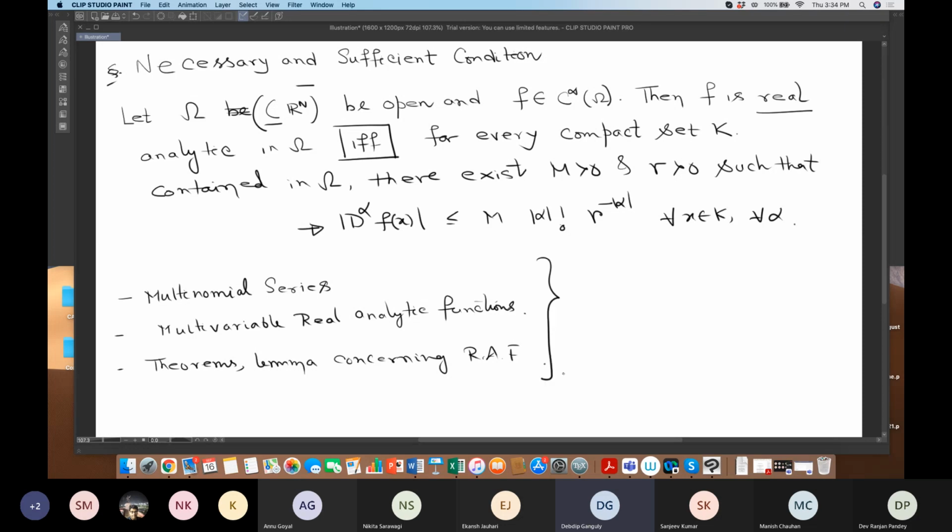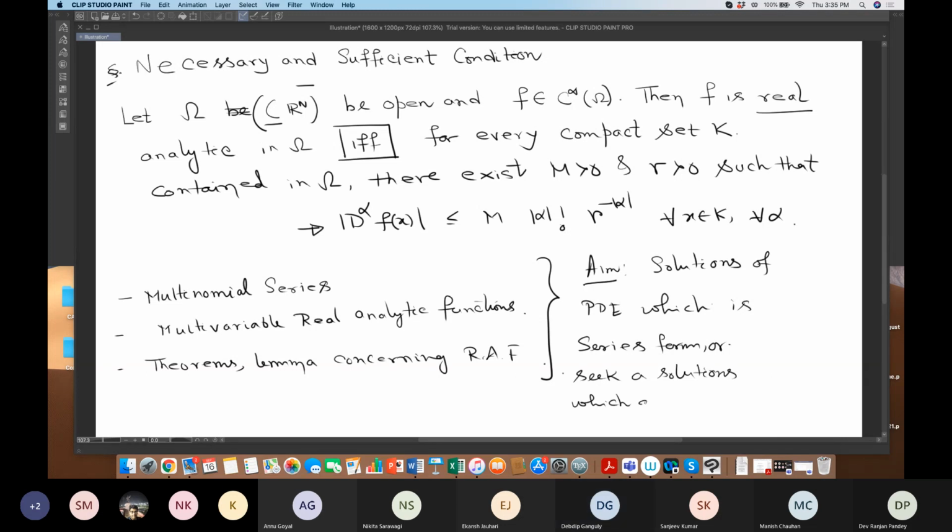Because our aim is to study solutions of a PDE which are of series form, or we seek solutions which are real analytic. This is the main aim of this chapter: we wish to find solutions to a PDE which are real analytic. The first question is whether we can always get them or not. Of course, this depends on the analyticity of the given conditions and the force and all those things. Now we first prove the famous Cauchy-Kovalevsky theorem. The name belongs to the great mathematician Cauchy, and Kovalevsky is another mathematician.